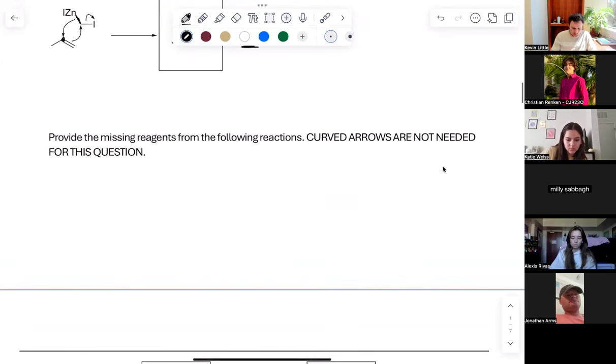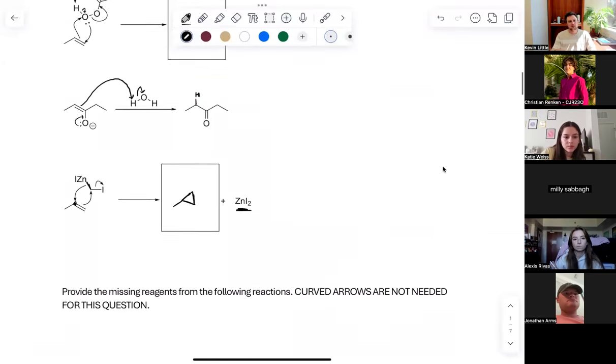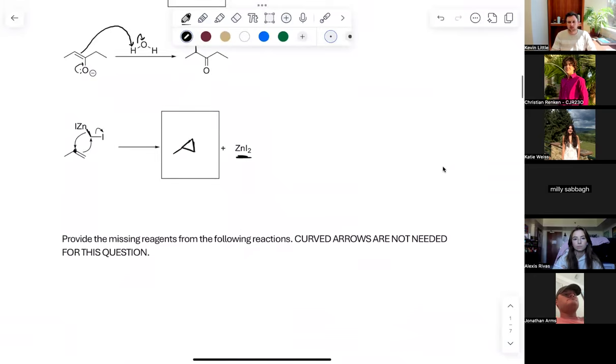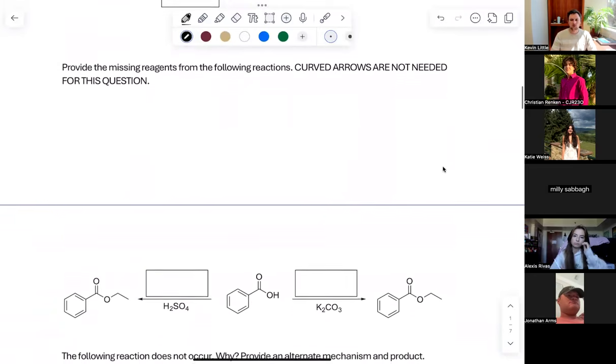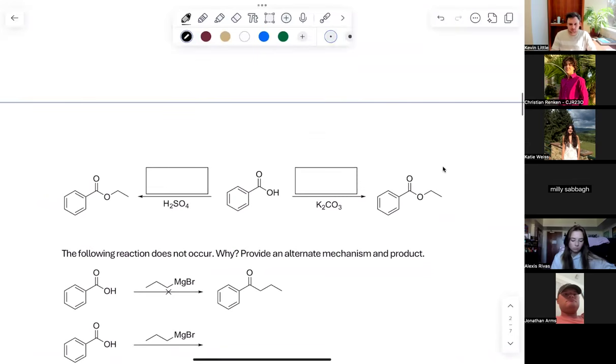All right, so that's arrow pushing. These are things that were relevant to the particular unit that were a little bit trickier than what I would want you to be able to provide on a mechanism question.